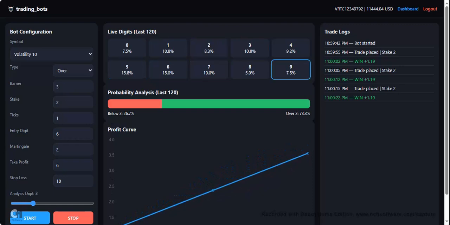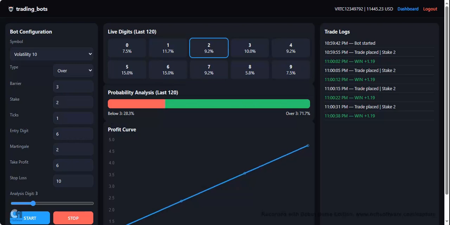Risk management is built directly into the system. The bot uses a fixed base stake, with an optional Martingale multiplier applied only after losses. After a winning trade, the stake automatically resets. Global take profit and stop loss levels are enforced, allowing the bot to stop trading automatically when limits are reached. After every completed contract, the profit curve and detailed trade logs are updated in real time.